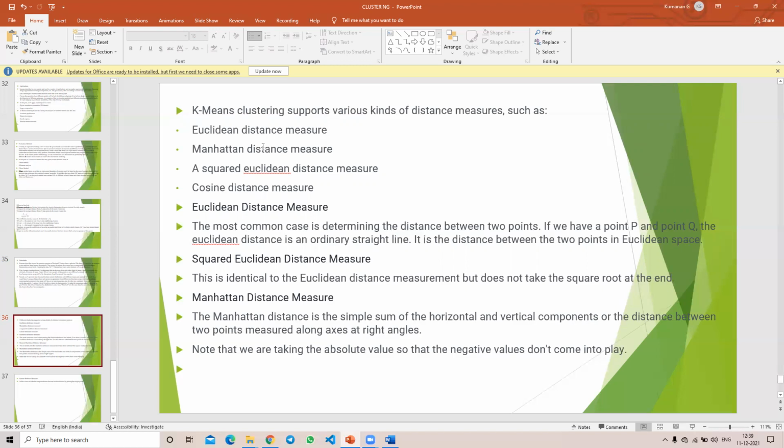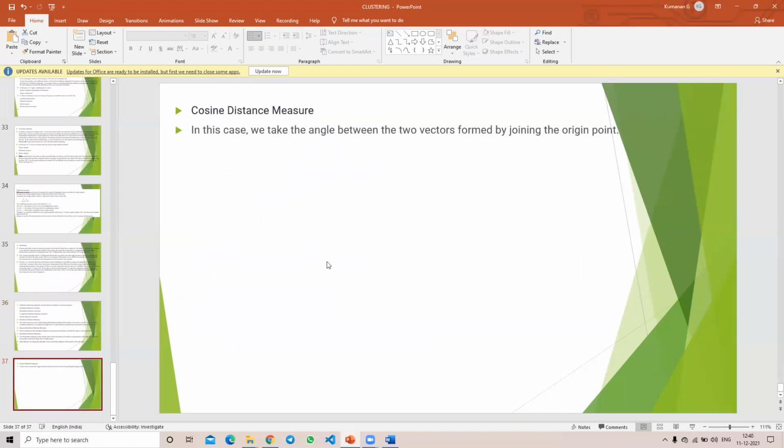Squared Euclidean distance measure. This is identical to the Euclidean distance measure but does not take the square root at the end. Manhattan distance measure. The Manhattan distance is the simple sum of the horizontal and vertical components, the distance between two points measured along axes at right angles. We take the absolute values so that negative values do not come into play. The last one, the cosine distance method: in this case, we take the angle between the two vectors formed by joining the origin point.